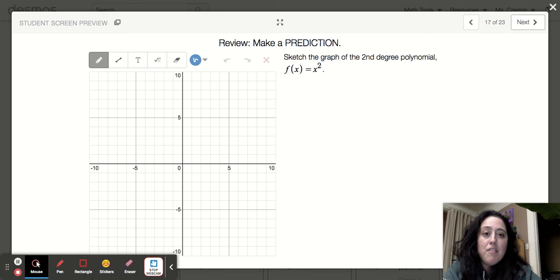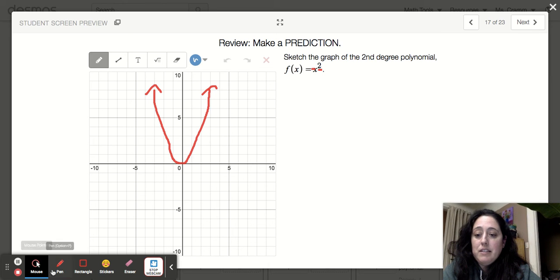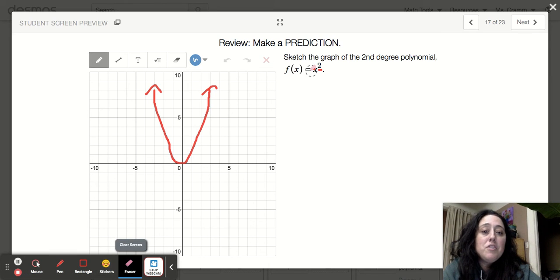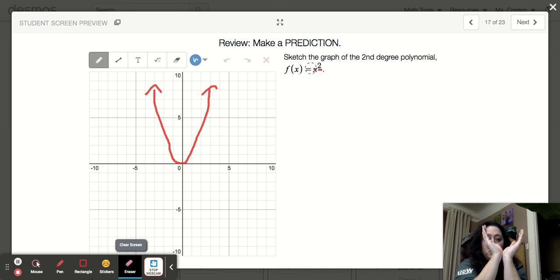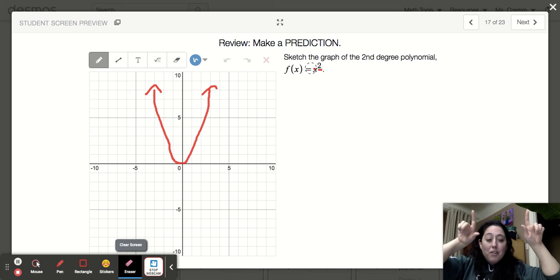All right, sketch the graph of the second degree polynomial. I've got second degree, right? So it should look something like this. Again, because it's positive, there's no negative sign here. Because there's no negative sign, it always faces upwards. If there were a negative sign in front of the x squared, it would be facing downwards. So that's the main thing. Are you getting the end function correct? Are you getting the zeros correct?